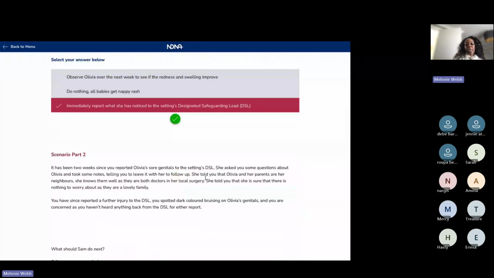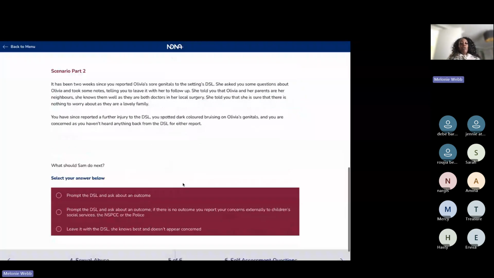Because it's this bit here, isn't it? Where they say their parents are neighbours. She knows them well, and they're both doctors. And I'm like, okay, because they're doctors, we're making the assumption that this child couldn't be at risk of significant harm. But when her parents are busy doctoring, and Olivia's not at nursery, is she being left in the care of somebody else? You don't know what happens behind closed doors. They could have all happy, smiling faces when they come out, but indoors it's a completely different scenario. Exactly.